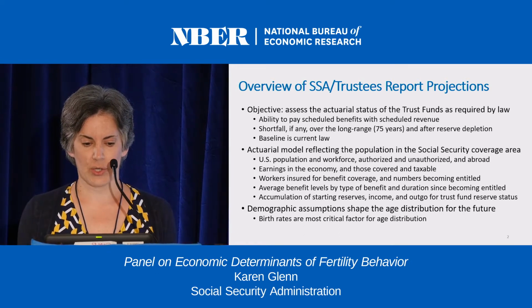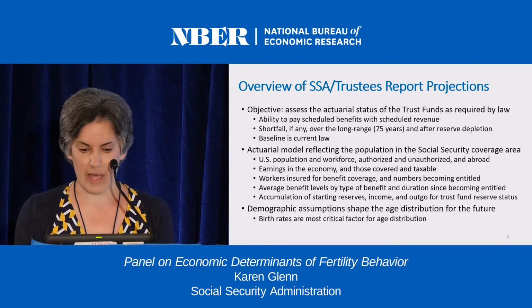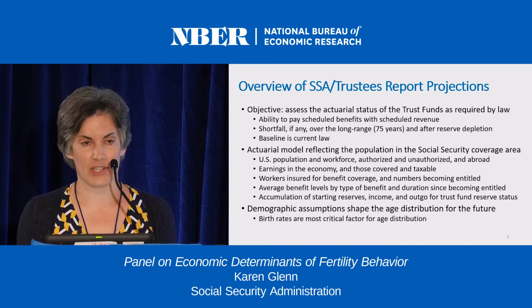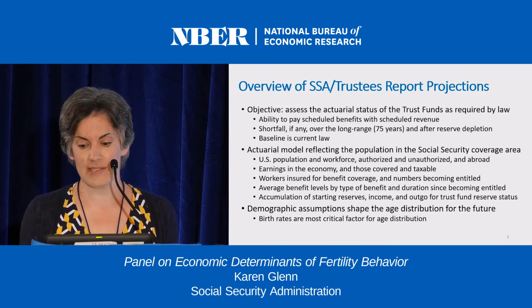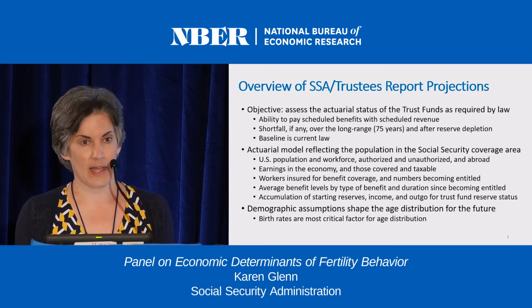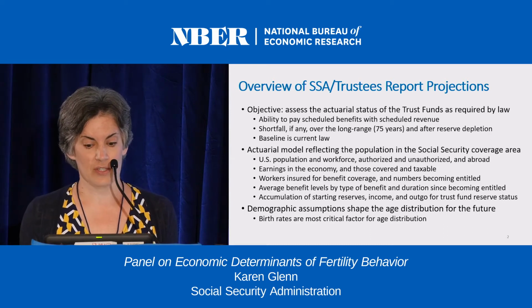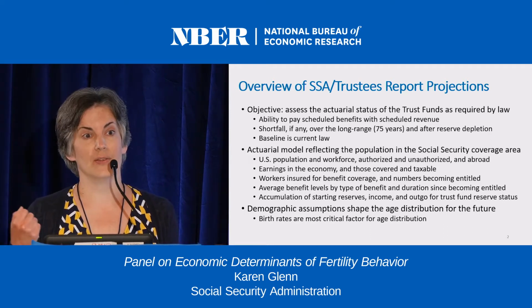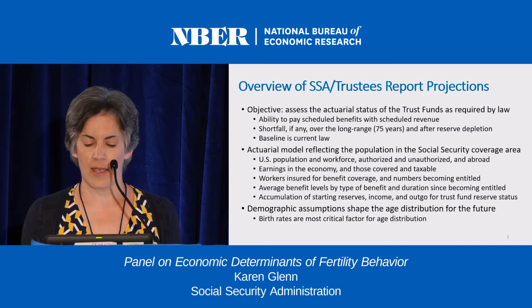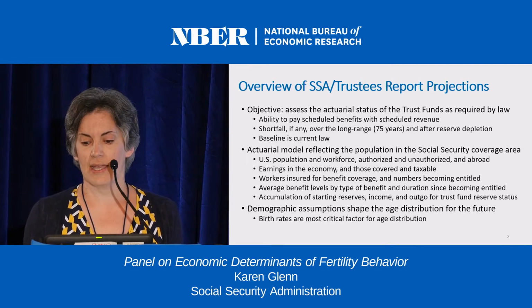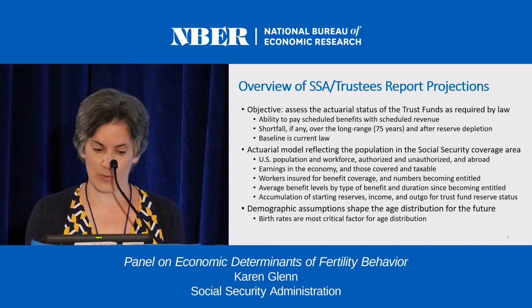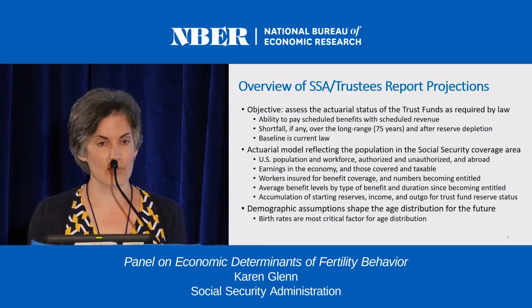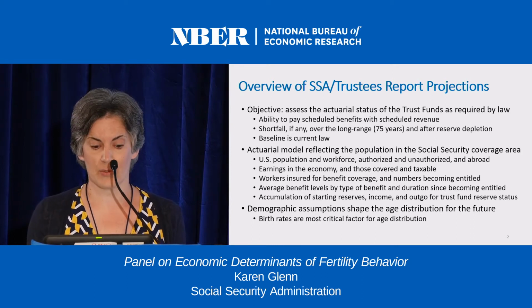Just a big picture, what we do, we have an actuarial model reflecting the entire US population and workforce, both authorized and unauthorized and abroad. Earnings in the economy, we have to take those into consideration. Those covered by Social Security, those taxable by Social Security. And then beyond that, which workers end up becoming insured for benefits and how many actually start receiving those benefits. Once people start their benefits, what are their average benefit levels and how long do they continue receiving those benefits?